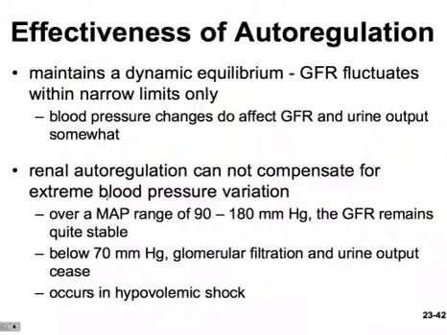Renal autoregulation, however, cannot compensate for extreme blood pressure variation. When mean arterial pressure maintains itself between 90 and 180 millimeters of mercury, the GFR remains pretty stable. However, once we get below 70 millimeters of mercury or above 180, we see some extreme effects. For example, below 70, glomerular filtration and urine output will cease. We see this occur during hypovolemic shock. This is why kidney damage is such a high risk when someone is in hypovolemic shock.